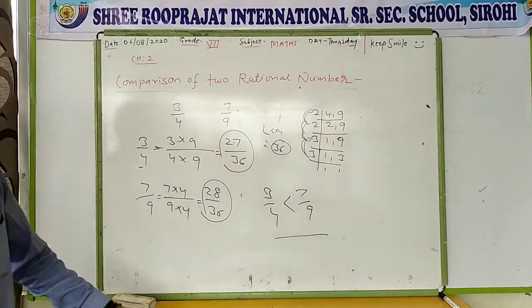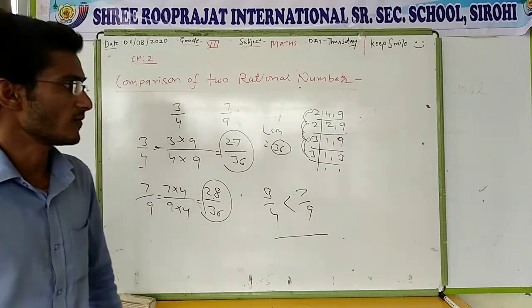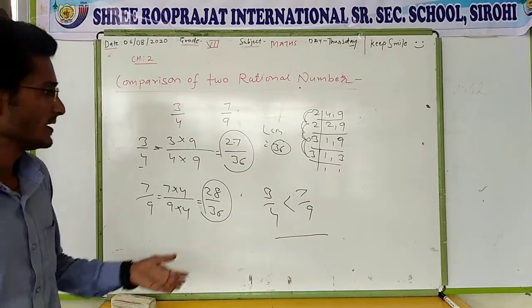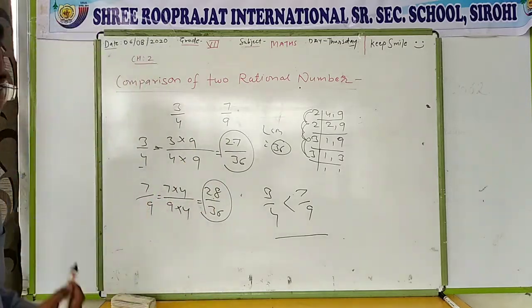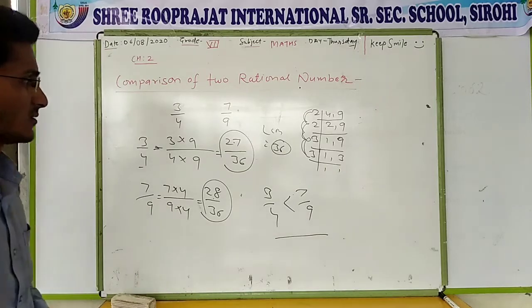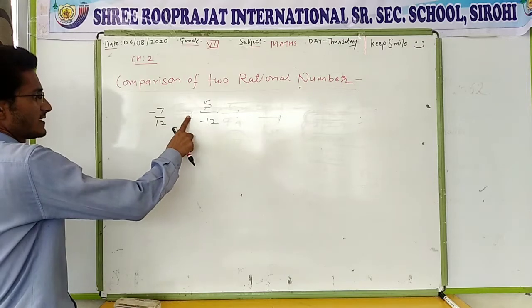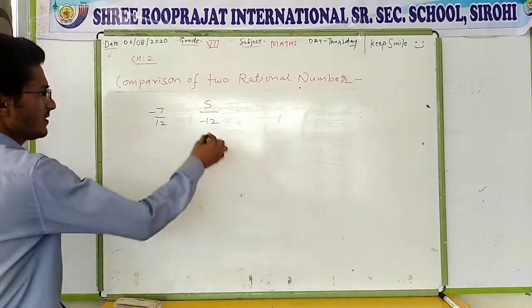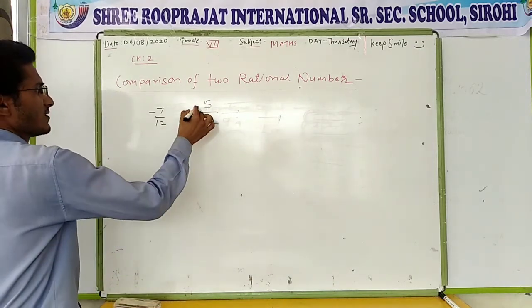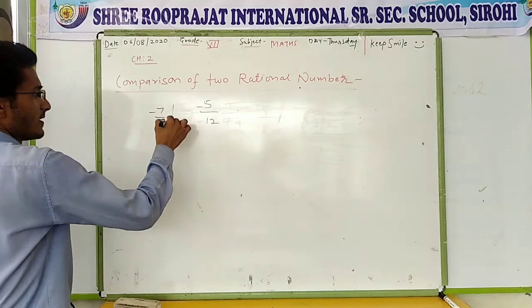Okay, so that is the way. When nothing is similar, you have to find the LCM and then make it equal and then find which one is greater and which one is less. Okay, one more example. Now again you have to find which one is greater, either minus 7 by 12 or 5 by minus 12, or you can say minus 5 by 12.